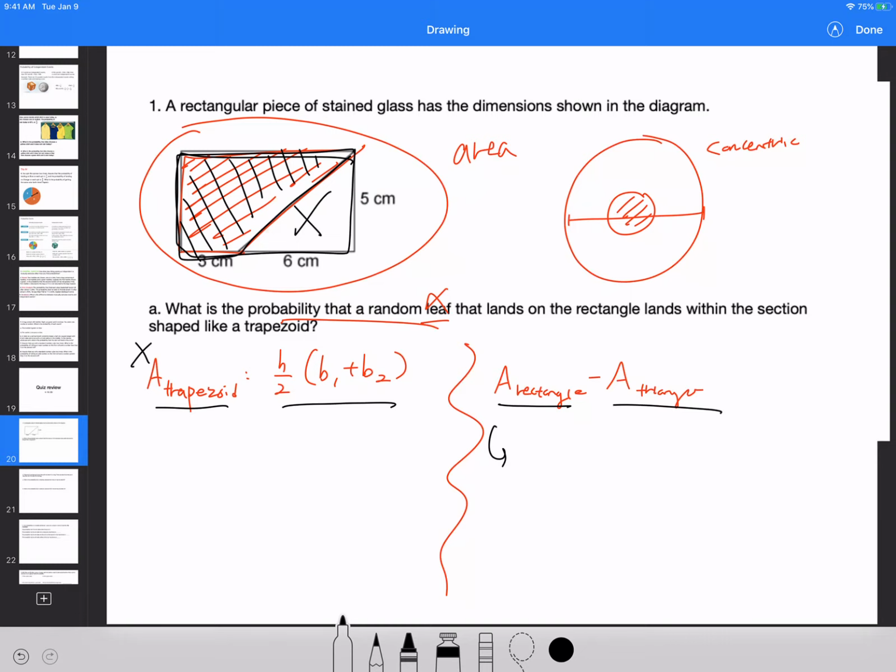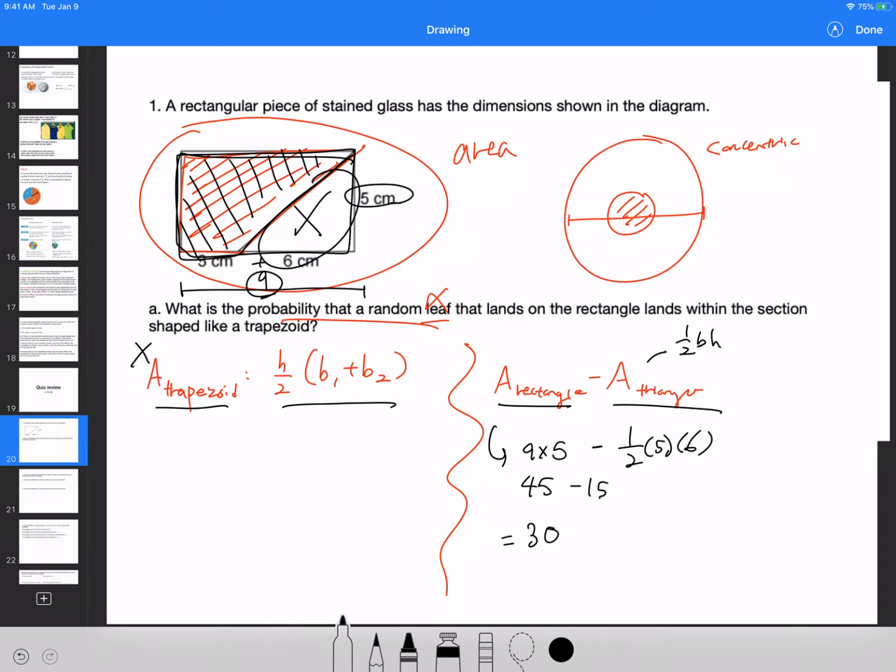Area of a rectangle. Now, please understand that the length of this entire rectangle is 9 because it's 3 plus 6. So that's 9 times 5, because the length times width would be 9 times 5, which is 45. So minus the area of a triangle, which is 1/2 base times height. Please don't forget that. 1/2 times 5 times 6, because that's the triangle right there. That would be minus 15, so the area would be 30.